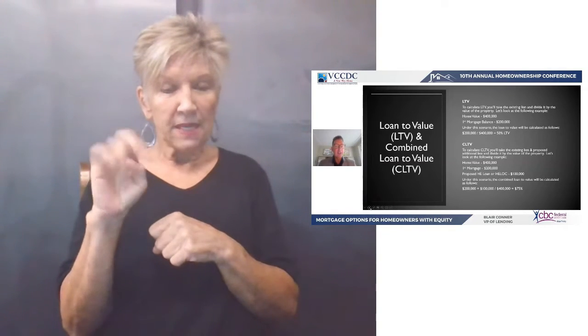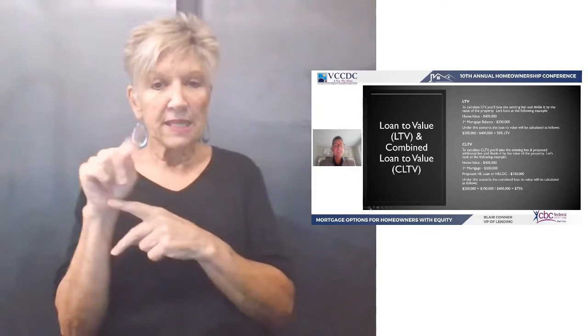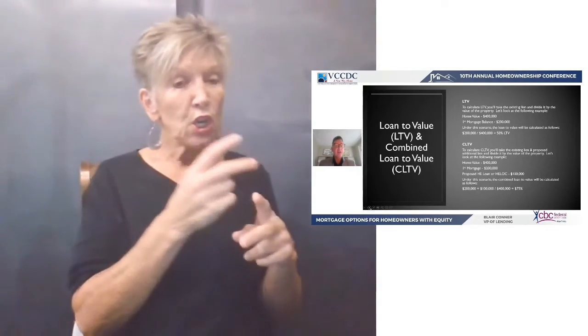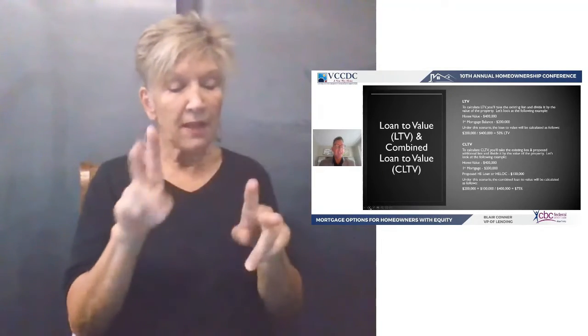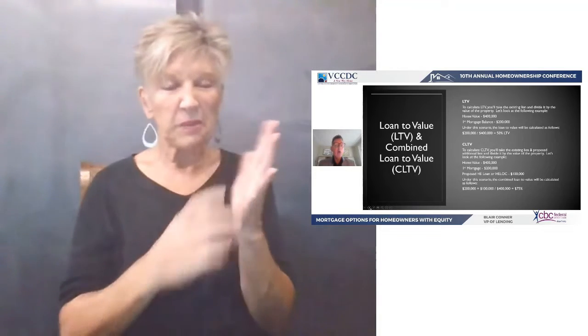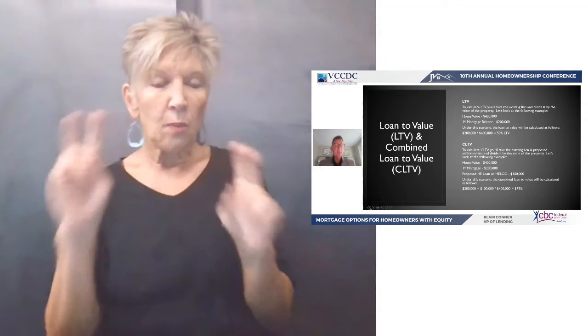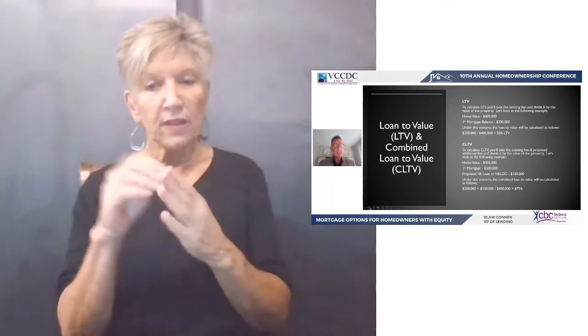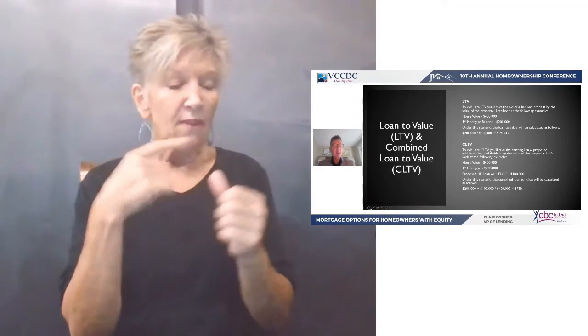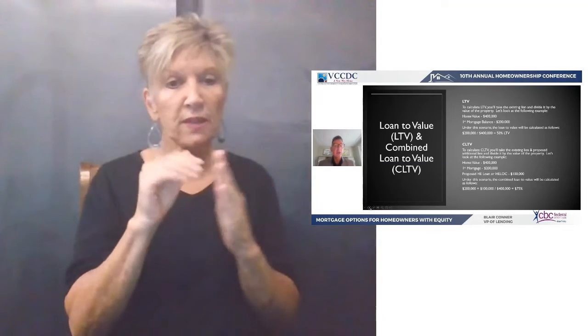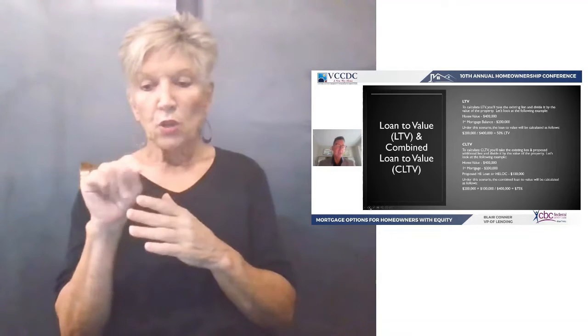To calculate the LTV, you'll take the existing lien and divide it by the value of the property. So let's look at an example of what that really looks like. Home value under this scenario is going to be $400,000 again. Let's say you have a first mortgage balance right now of $200,000. Under this scenario, loan to value would be calculated as 50%.